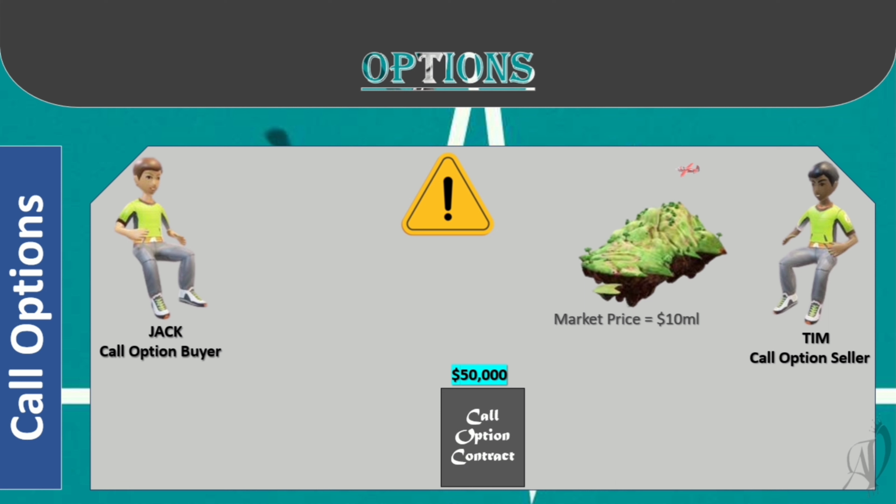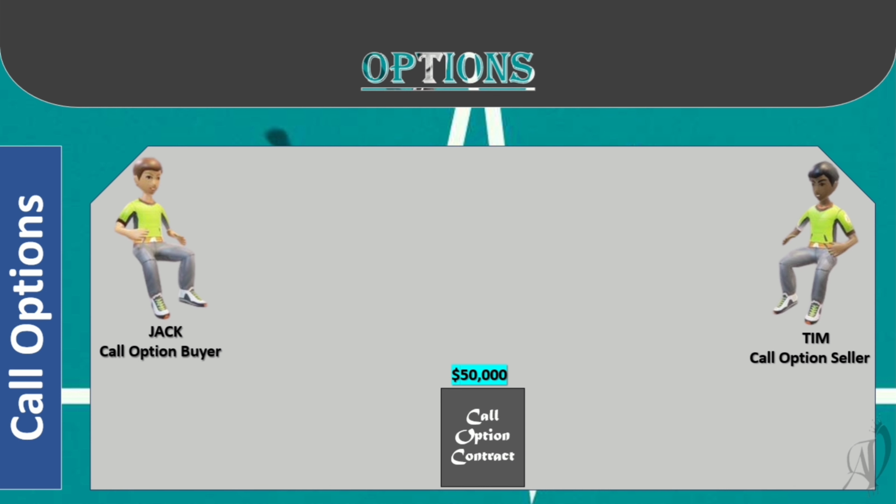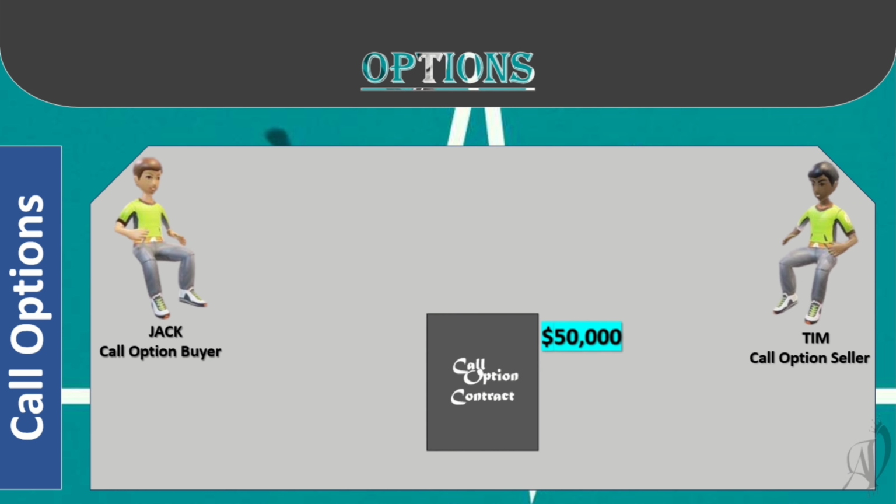As per this contract, Jack will buy this land after 3 months, but as the option buyer, he has the right but not the obligation to buy the land. Hence, if the government decides not to build the airport, then Jack has the option not to buy the land, and in this case, Tim can keep the option price, the token money, with him.